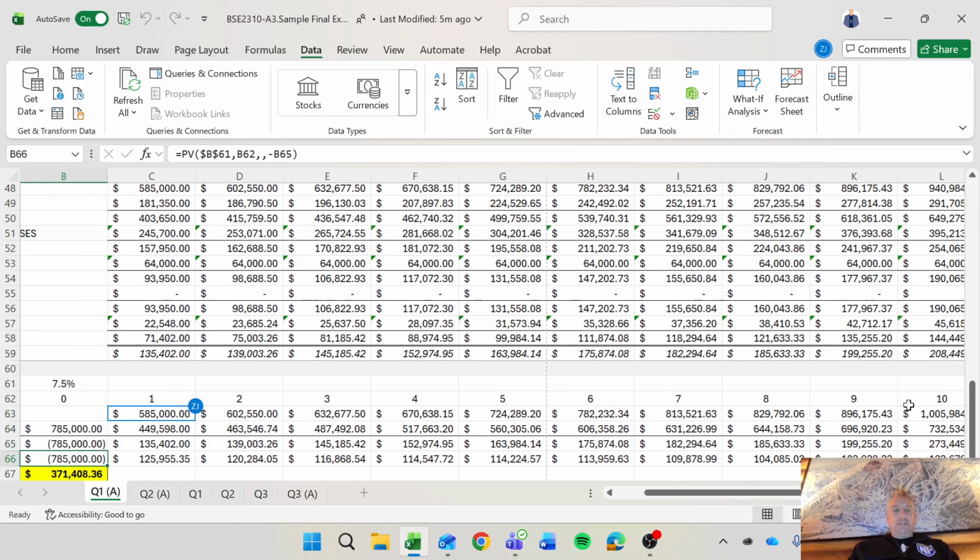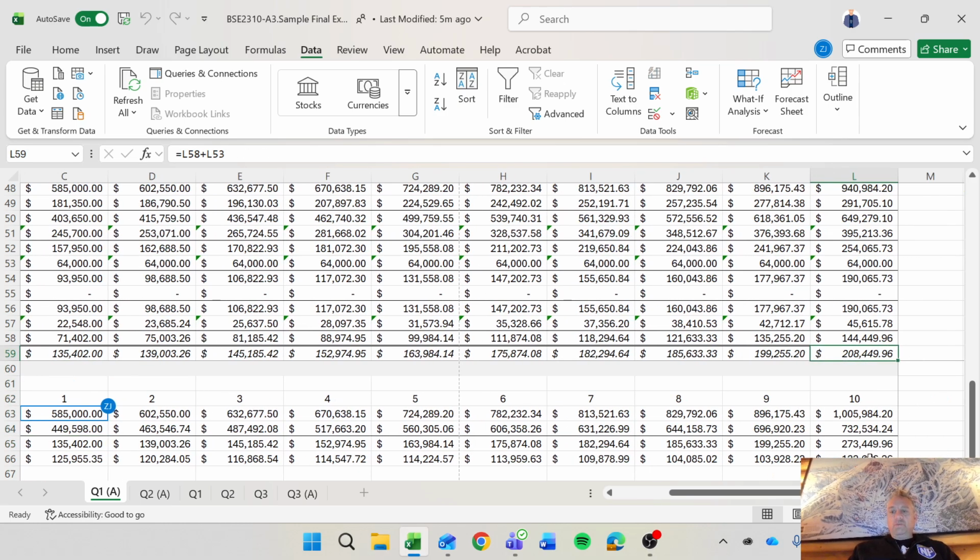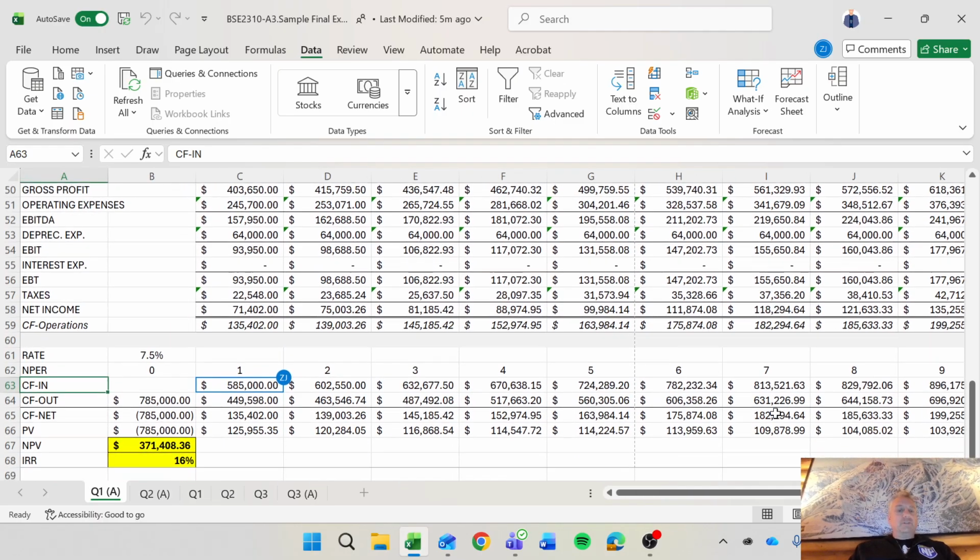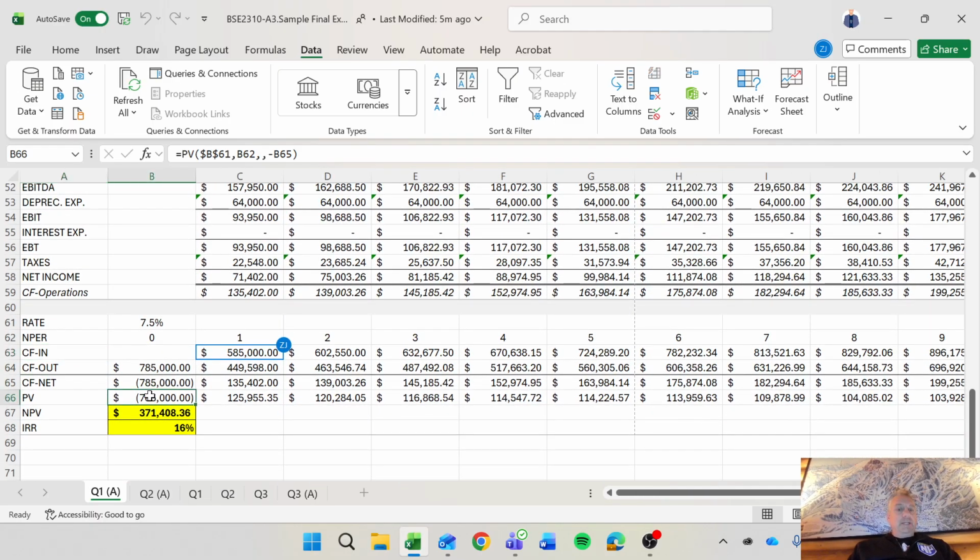And therefore you see that our cash flows from operations in that last year won't match our cash flows net down below, because of that. Up here is primarily revenue and expense based, but it doesn't include that salvage value, or sorry, the working capital value. So it will deviate a little bit, and ultimately I ended up with a $371,000 NPV, which was roughly 16%.